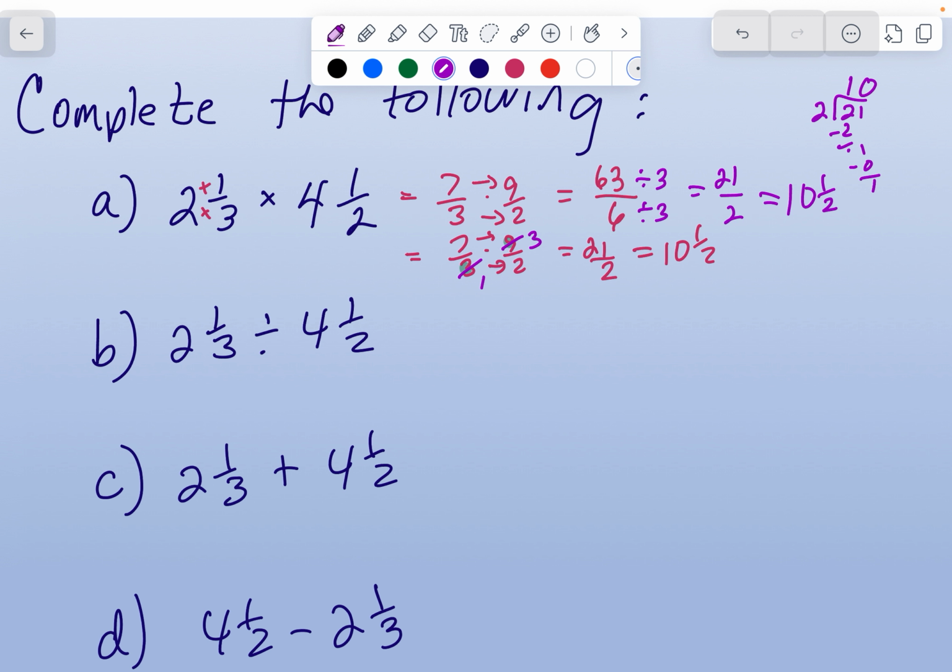Now, if we want to do division, we still have to make that 7 thirds and 9 halves. But this time, the rule is keep, change, flip. Silly little thing, but it helps. Keep, change the symbol to multiplication, flip. And now it becomes a multiplication problem. So we multiply tops with tops, bottoms with bottoms. This time there is nothing that can reduce. You get 14 over 27, which is an irreducible fraction. You're good to go.